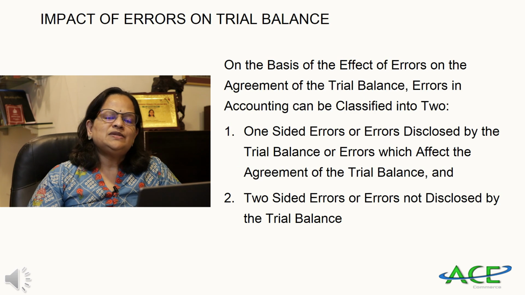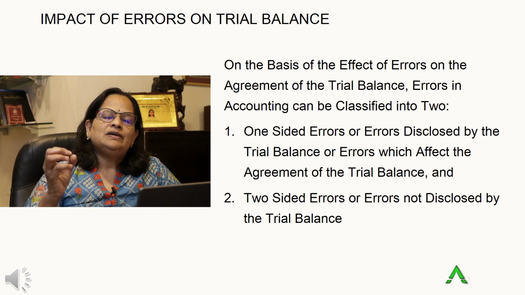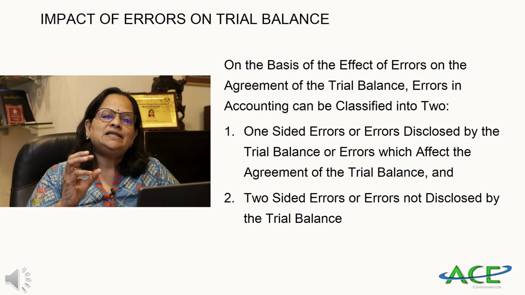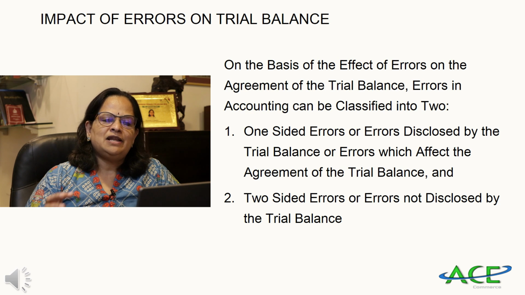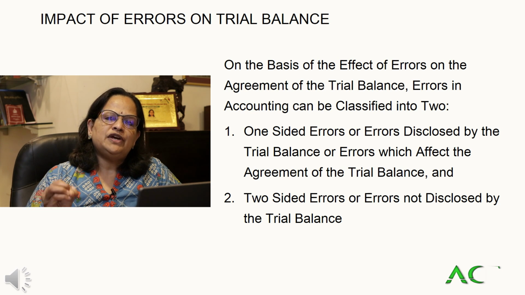So first, what is the impact of errors on the trial balance? See, if there are errors, you have to remember that some errors will affect the tallying of the trial balance, and some will not. In short, on the basis of the effect of errors on the agreement of the trial balance, we are classifying errors in accounting into two.